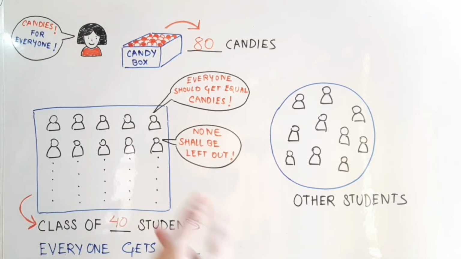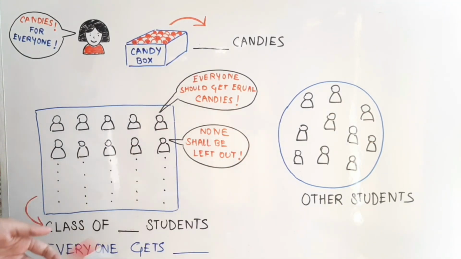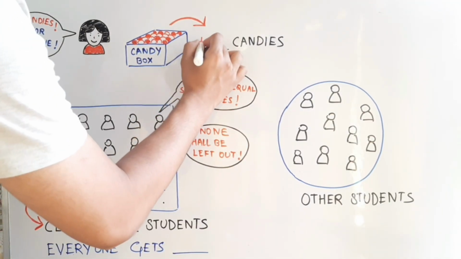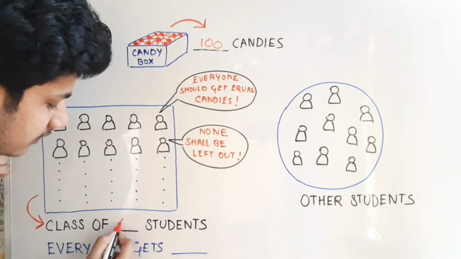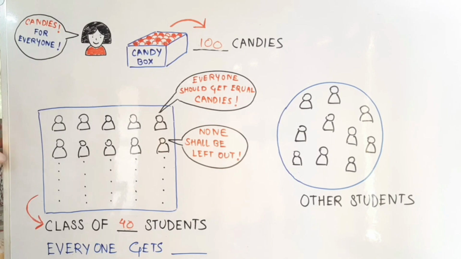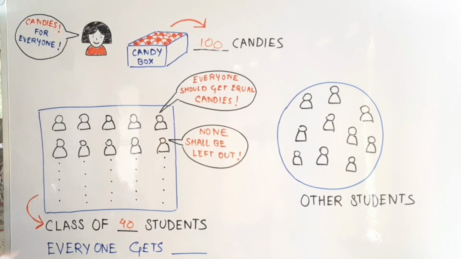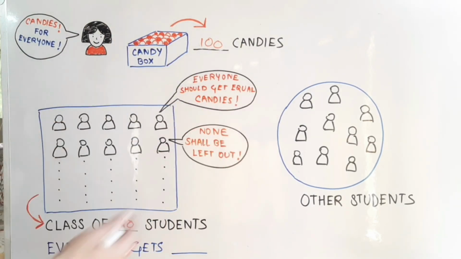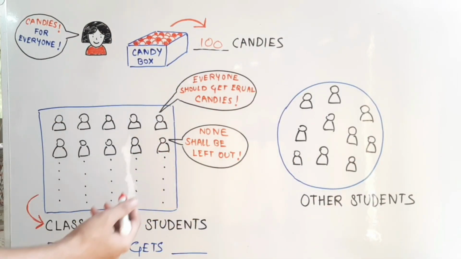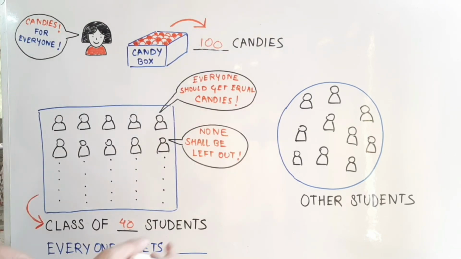Now let's check the second situation where things get trickier. In the second situation, suppose the teacher has 100 candies instead of 80 and there are 40 students in the class, same as before. Now, how can the teacher divide 100 candies among 40 students? That's impossible. If the teacher gives 2 candies each, there will be 20 candies left out. And if the teacher gives 3 candies to each student, there will be 20 candies more required. Both of these conditions are not valid. Now, what shall the teacher do?